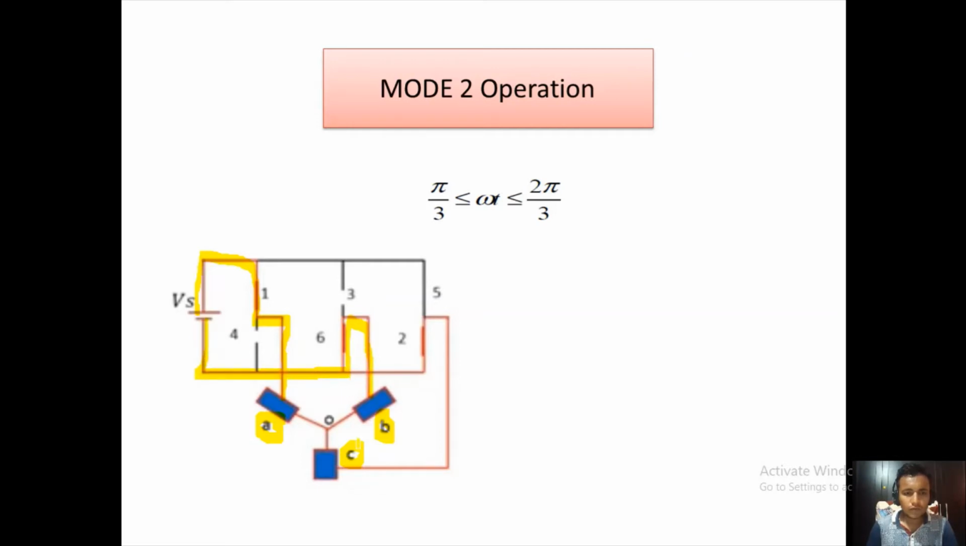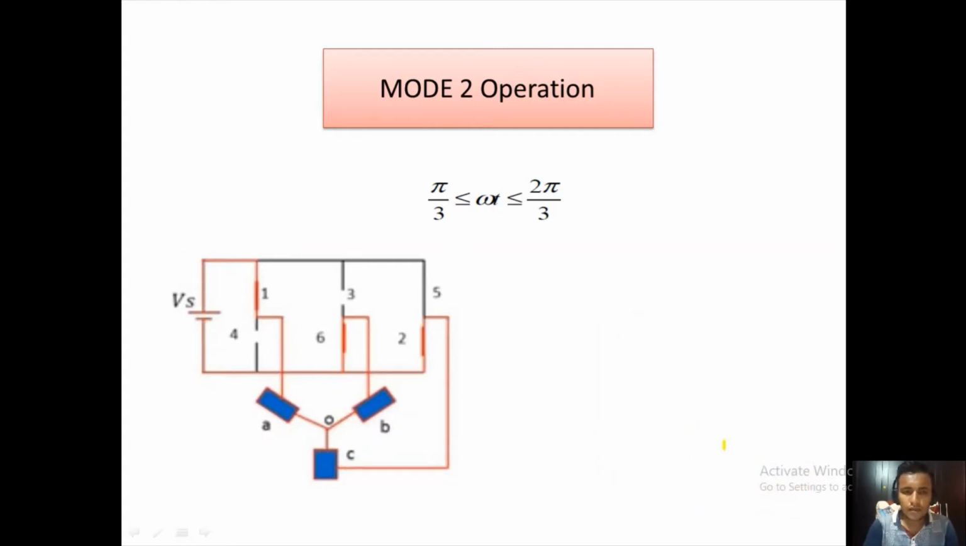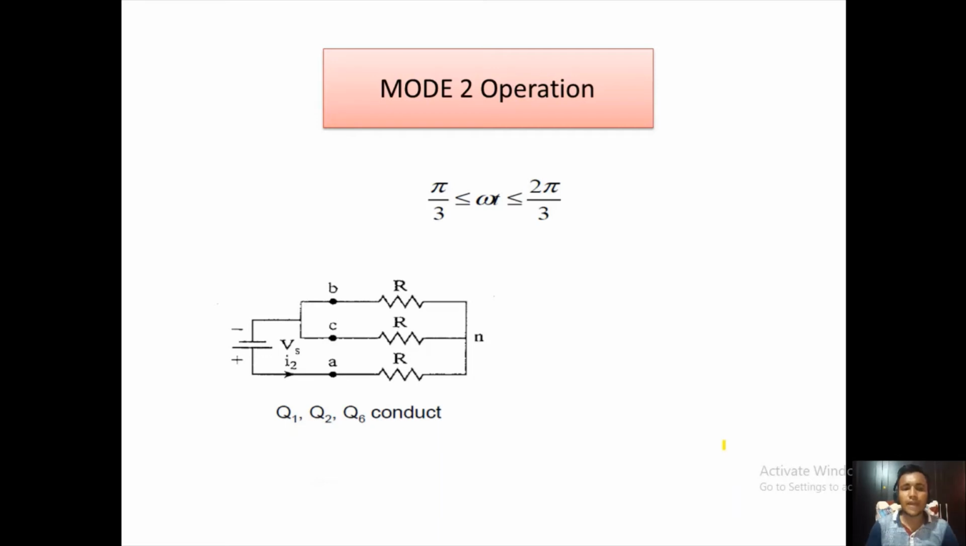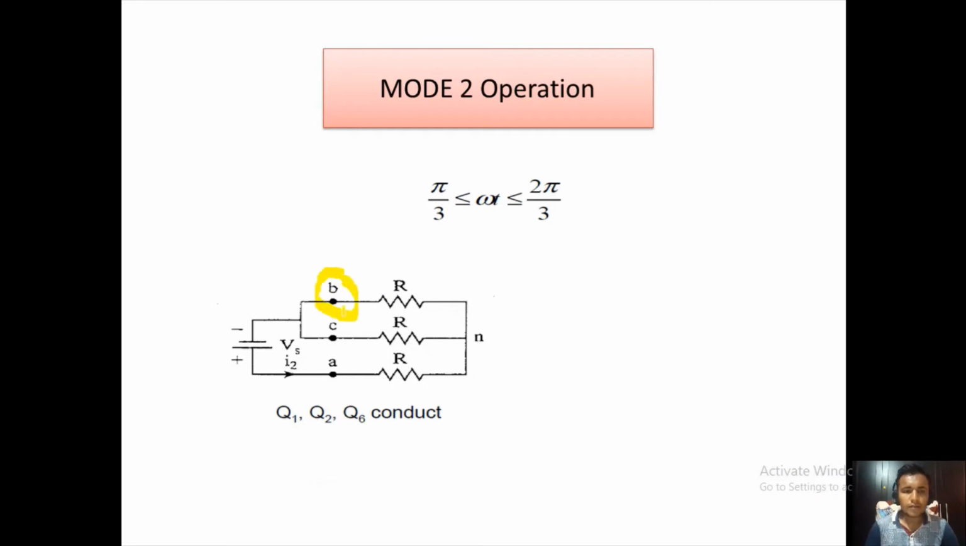Okay. So if we draw the circuit diagram, then in the equivalent circuit diagram, B and C terminals are connected to the negative terminal, and A is connected to the positive terminal, and A is in series combination with the parallel combination of B and C. The equivalent circuit is like this. B and C terminals are connected to the negative supply, and the A terminal is connected to the positive supply. And we say that thyristors 1, 2 and 6 conduct in this mode of conduction.